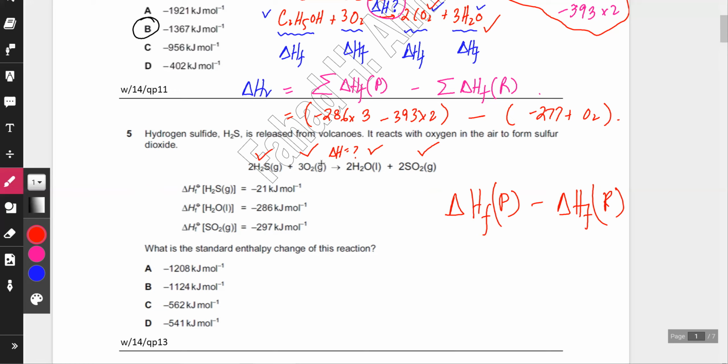And multiply by the moles as well. 2H2S means that minus 21 would be multiplied by 2.